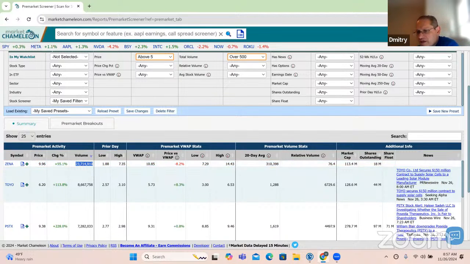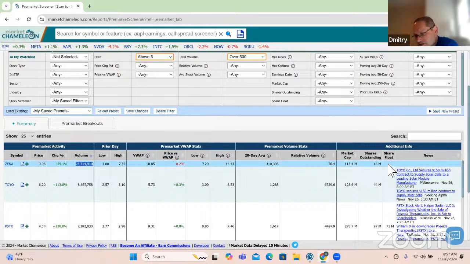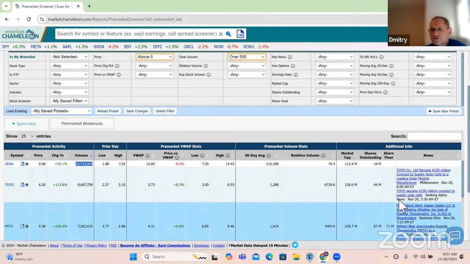And if we have the float, we'll list it here. This one doesn't have the float listed. Those are shares available to be traded, but if we did, that would be out there too. It gives you a sense of the sheer magnitude of the volume on a relative basis, besides just the daily trading volume in the pre-market, just relative to the shares outstanding.